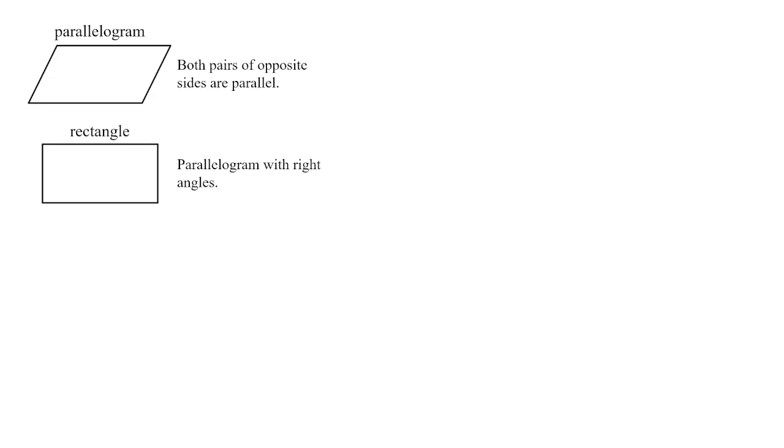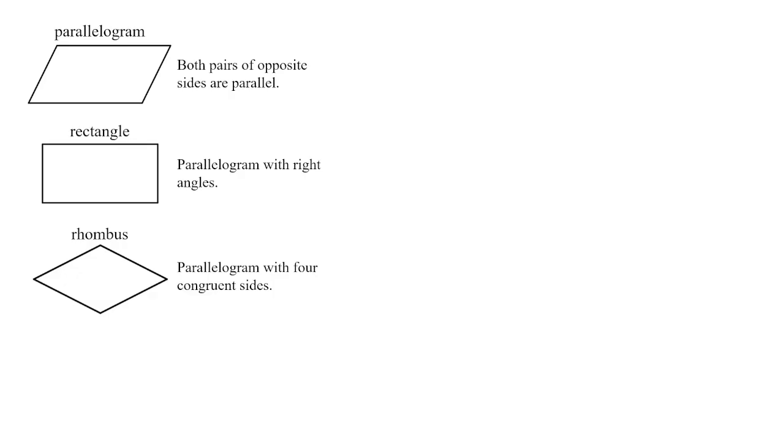Next, we have a rectangle. We took a parallelogram and gave it right angles. So a rectangle would be a special type of parallelogram. Then we have a rhombus, which is another type of parallelogram, but all four of its sides are congruent.